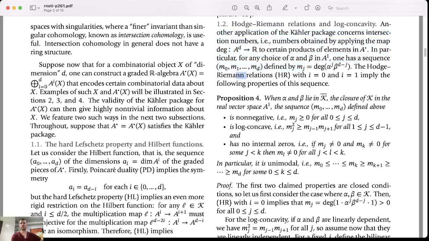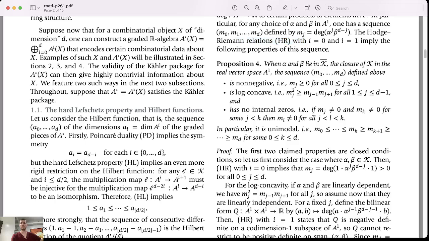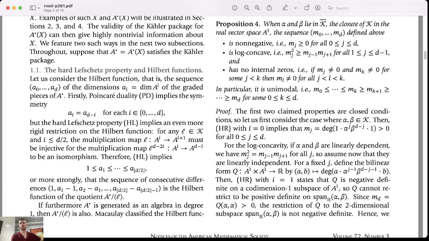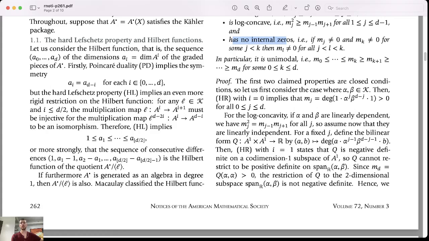The Hodge-Riemann relations HR with i equals 0 and i equals 1 imply the following properties of this sequence. Proposition. When alpha and beta lie in K-bar, the closure of K in the real vector space A^1, the sequence m_0 through m_d defined above is non-negative, i.e. m_j bigger than or equal to 0 for all 0 less than or equal to j less than or equal to d, is log concave, i.e. m_j squared bigger than or equal to m_(j-1) times m_(j+1) for all 1 less than or equal to j less than or equal to d minus 1, and has no internal zeros, i.e. if m_j not 0 and m_k not 0 for some j less than k, then m_l not 0 for all j less than l less than k. In particular, it is unimodal, i.e.